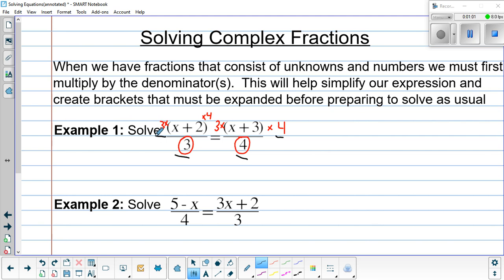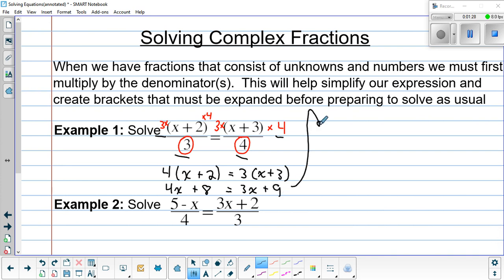So what we're actually left with then is 4x plus 2 equals 3x plus 3. Now this is something we've dealt with before, so I'm going to go through a little quicker. So we get 4x plus 8 equals 3x plus 9. Right? So I'm just moving this up here so we can work with it now. So 4x plus 8, that equals 3x plus 9.